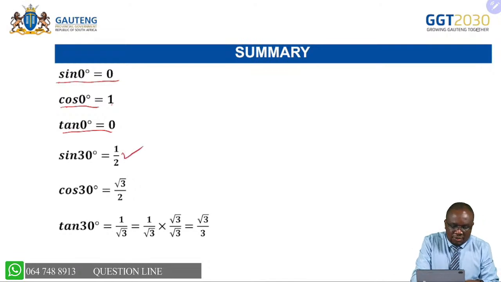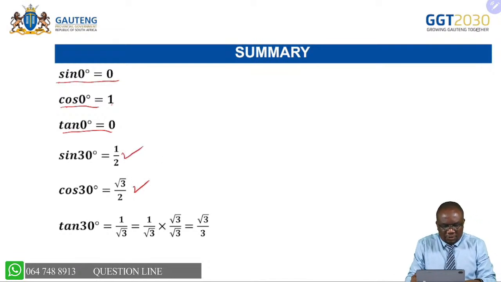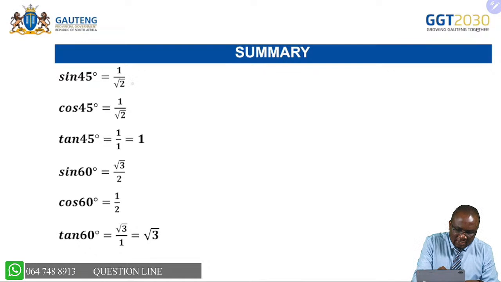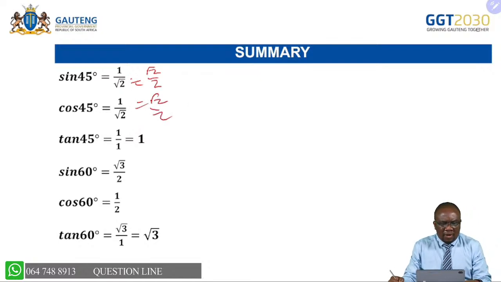Sin 30 is 1 over 2. Cos 30 is root 3 over 2. Tan 30 is root 3 over 3. And then we said sin 45 is root 2 over 2 after rationalizing. And then tan 45 is 1. Sin 60 is root 3 over 2. Cos 60 is 1 over 2. And then tan 60 is root 3. So remember these special angles.